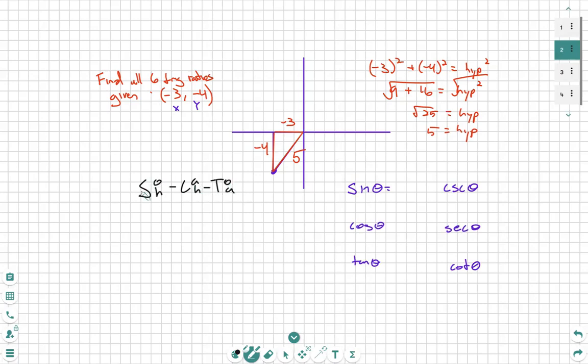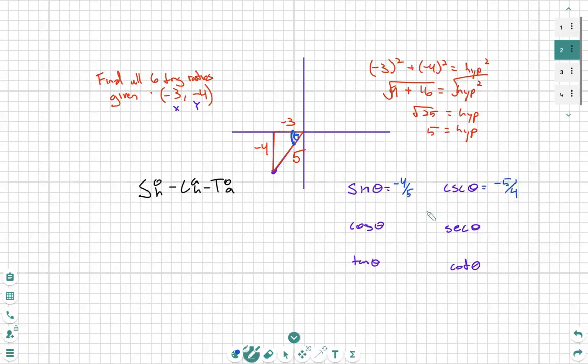SOH-CAH-TOA. Sine is opposite over hypotenuse. Cosine is adjacent over hypotenuse. Tangent is opposite over adjacent. So the sine of theta, and this is our angle theta, is equal to the opposite over the hypotenuse, -4 over 5. And before we move on to cosine, all I'm going to do to find the inverse of sine, or the cosecant, is just flip that fraction.